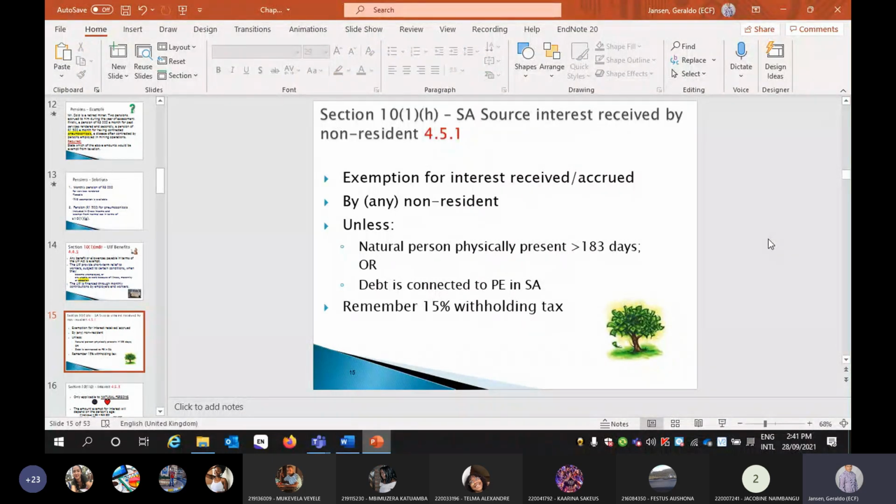Section 10(1)(h): South African source interest received by non-residents. So section 10(1)(h). Oh, there's a question. Let me listen to you.